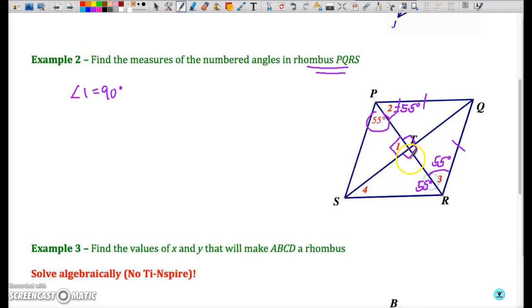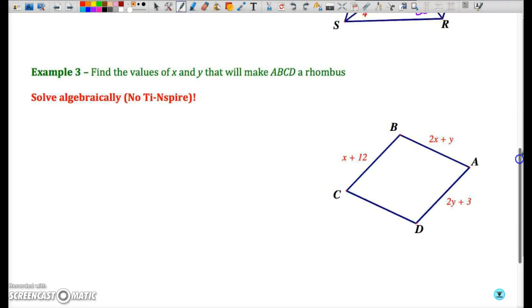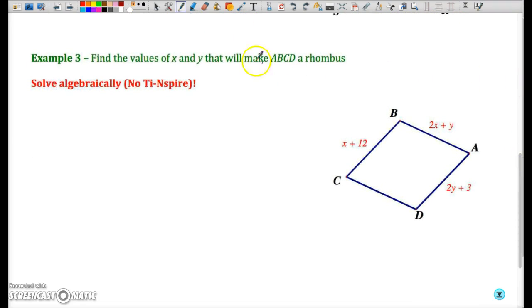55 degrees would also be the value of angle SRP for the same reason. And now the last piece is to find the measure of angle 4, which is simply going to be 180 minus 90, our right angle, minus 55, which is going to give us 35 degrees for the measure of angle 4. Okay, and so we move on to example number 3.